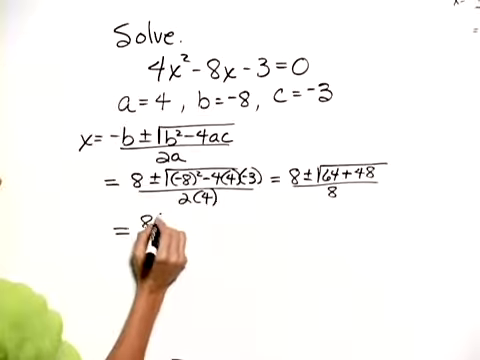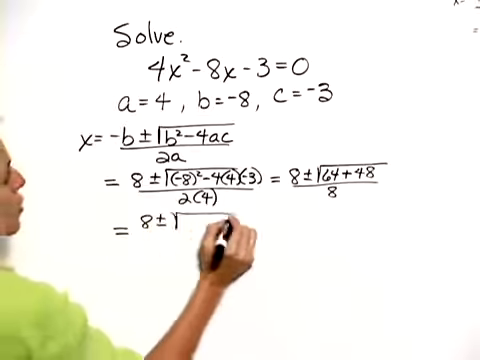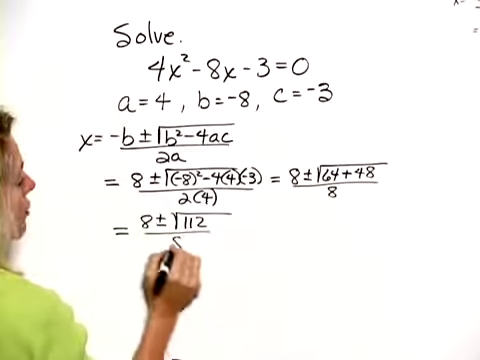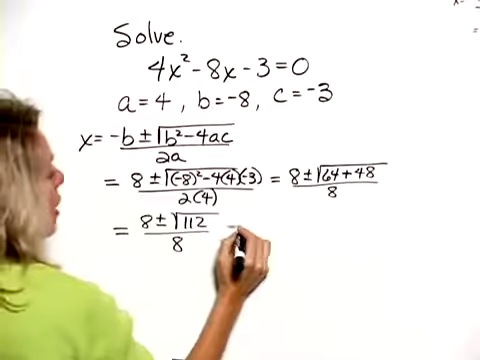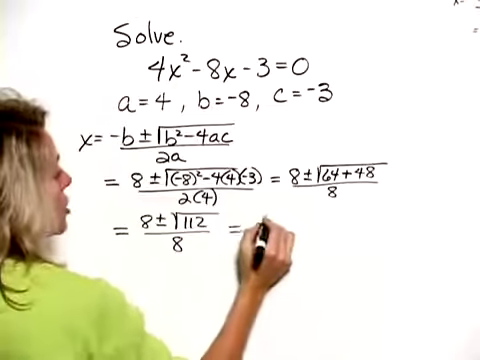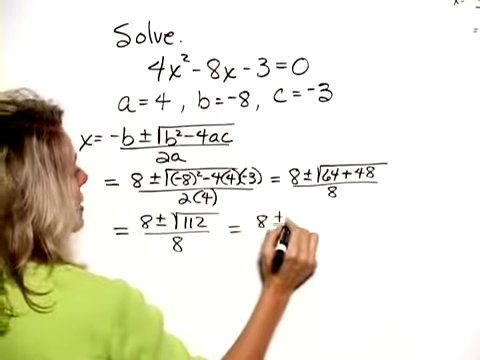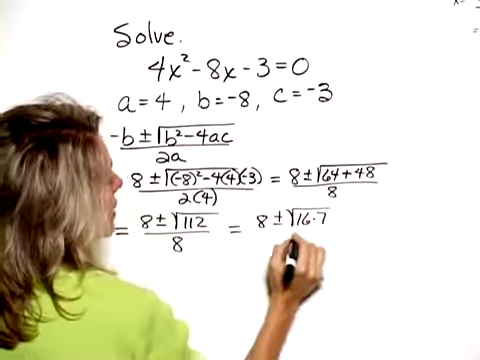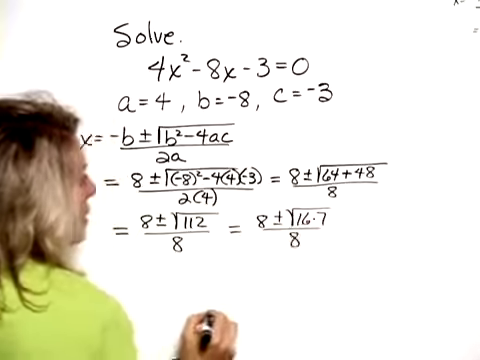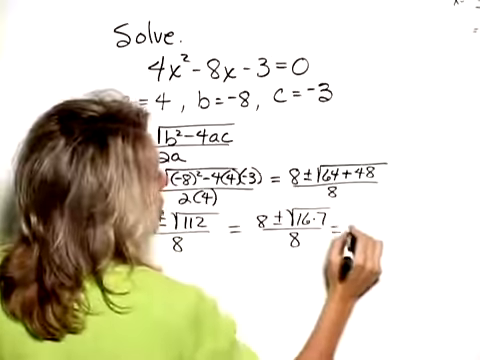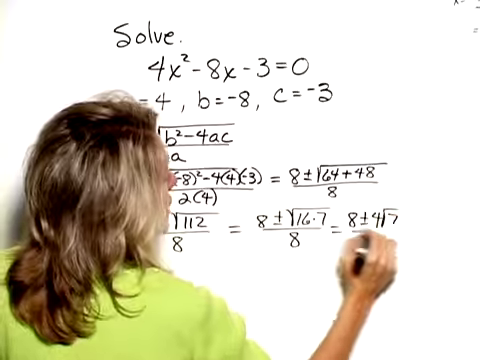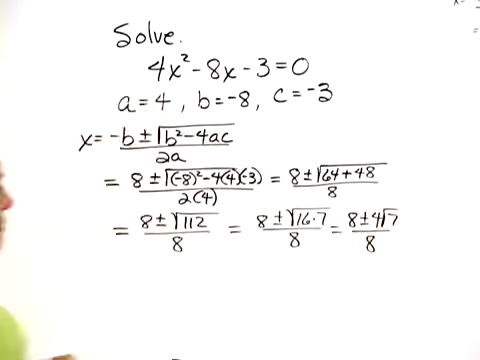That gives us 8 plus or minus the square root of 112 all over 8. And that's equal to 8 plus or minus the square root of 16 times 7 all over 8, which is equal to 8 plus or minus 4 square roots of 7 over 8.